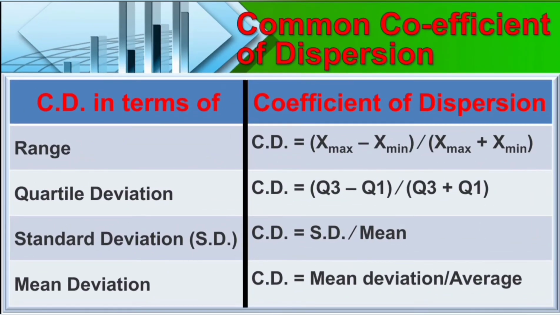Common coefficients of dispersion. Coefficient of dispersion in terms of range is equal to x maximum minus x minimum divided by x maximum plus x minimum. In terms of quartile deviation, it is equal to Q3 minus Q1 divided by Q3 plus Q1. In terms of standard deviation, it is equal to standard deviation divided by mean. And in terms of mean deviation, it is equal to mean deviation divided by average.